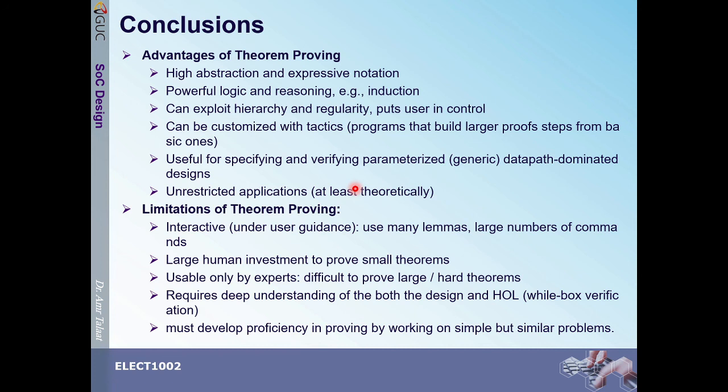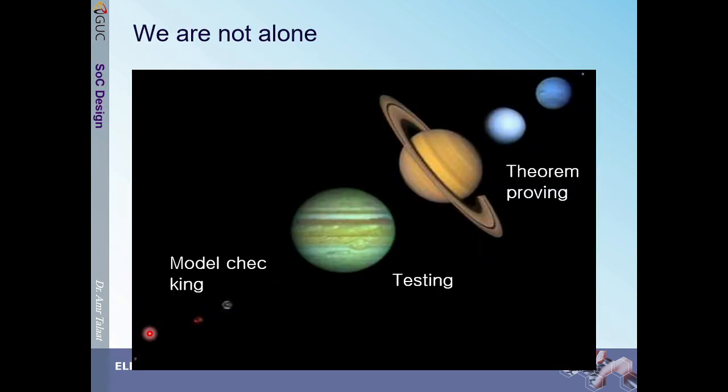This is the master of proving. So it's powerful logic reasoning. It can exploit hierarchy and regularity and so on. It's interactive. I had a very bad night proving that A plus B multiplied by C implies B multiplied by C plus A. To prove this took me like 8 hours or something the first time I was learning it. So it's very tough. Large human investment to prove small theorems in the beginning, usable only by experts, and requires deep understanding for design and higher order logic. You cannot work while you do not know your design perfectly.